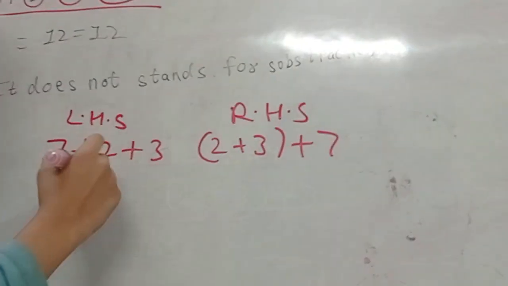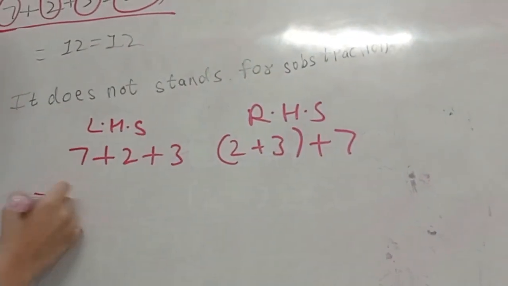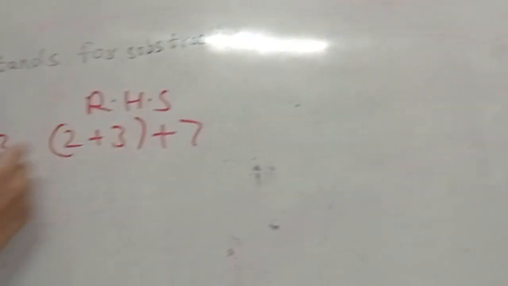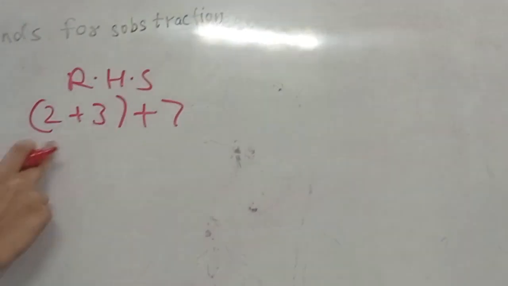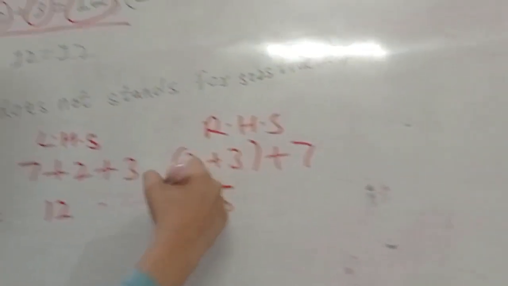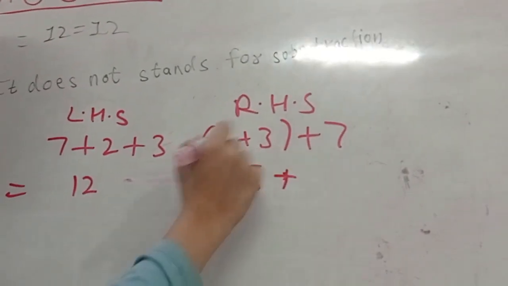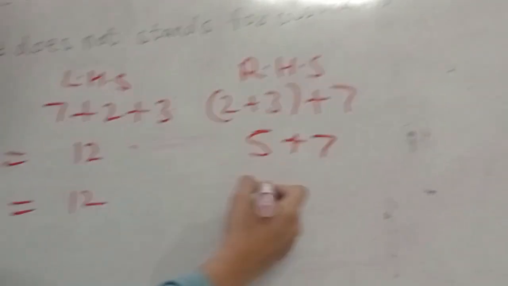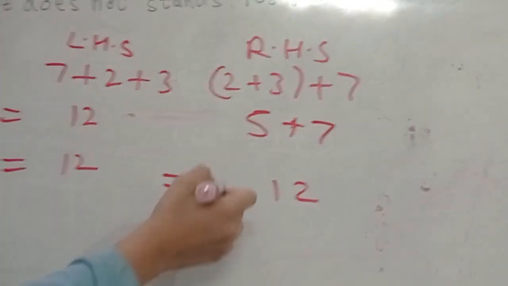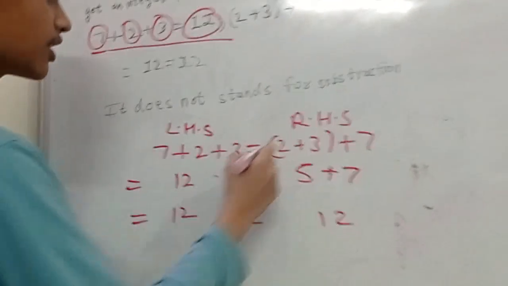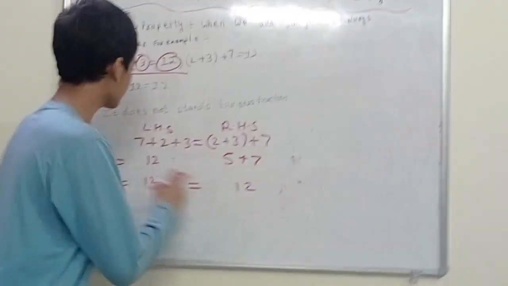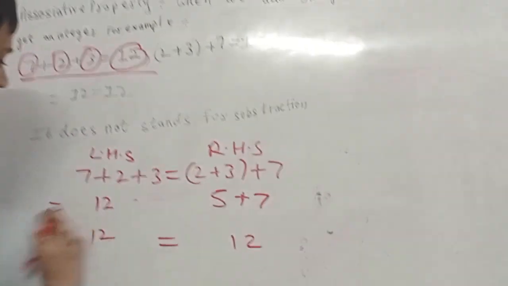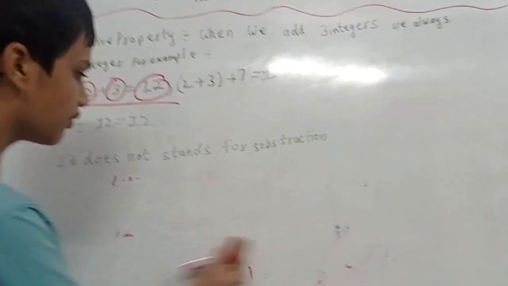I take this LHS and I take this RHS. When I add this, I get 12, and when the brackets are solved, 2 plus 3 is 5, brackets are removed, and 5 plus 7 is 12. So we can say 12 is equal to 12. 7 plus 2 plus 3 is equal to 2 plus 3 plus 7. So this equation proves that associative property stands for addition, but the associative property does not stand for subtraction.